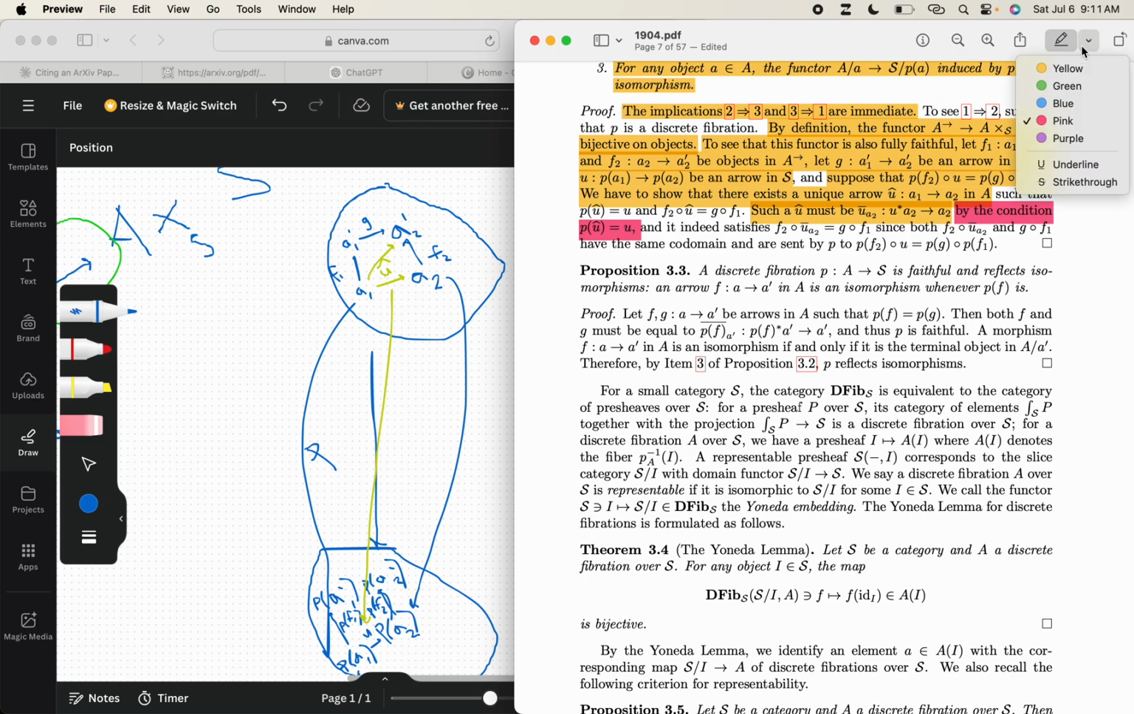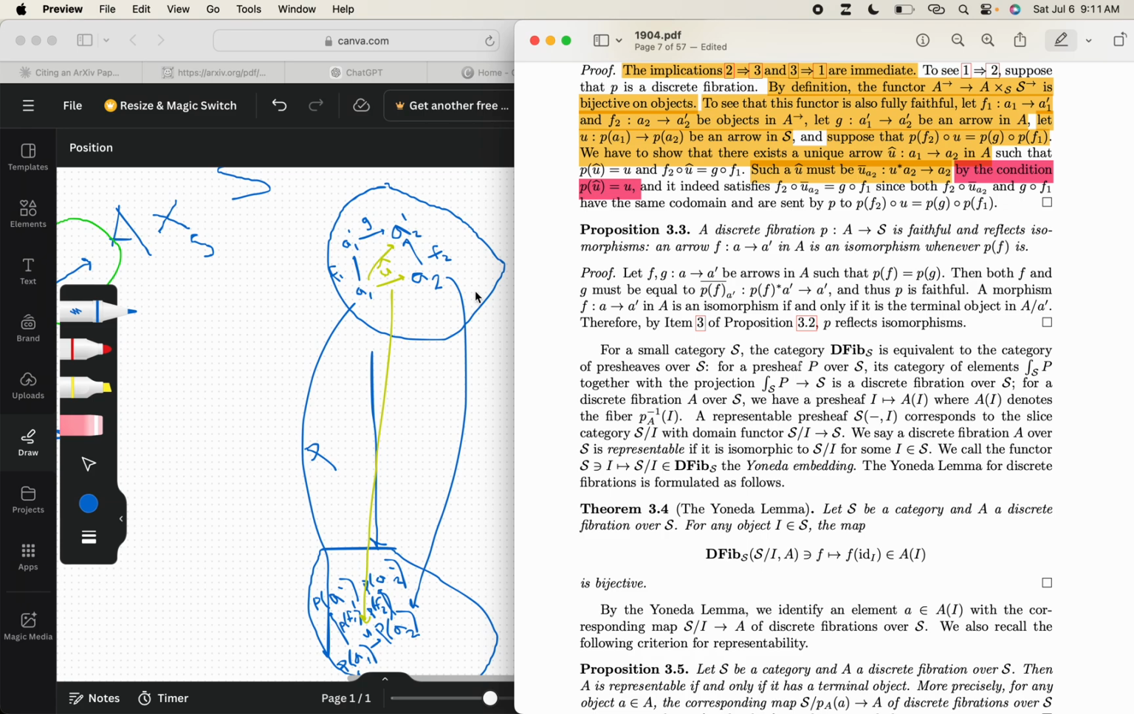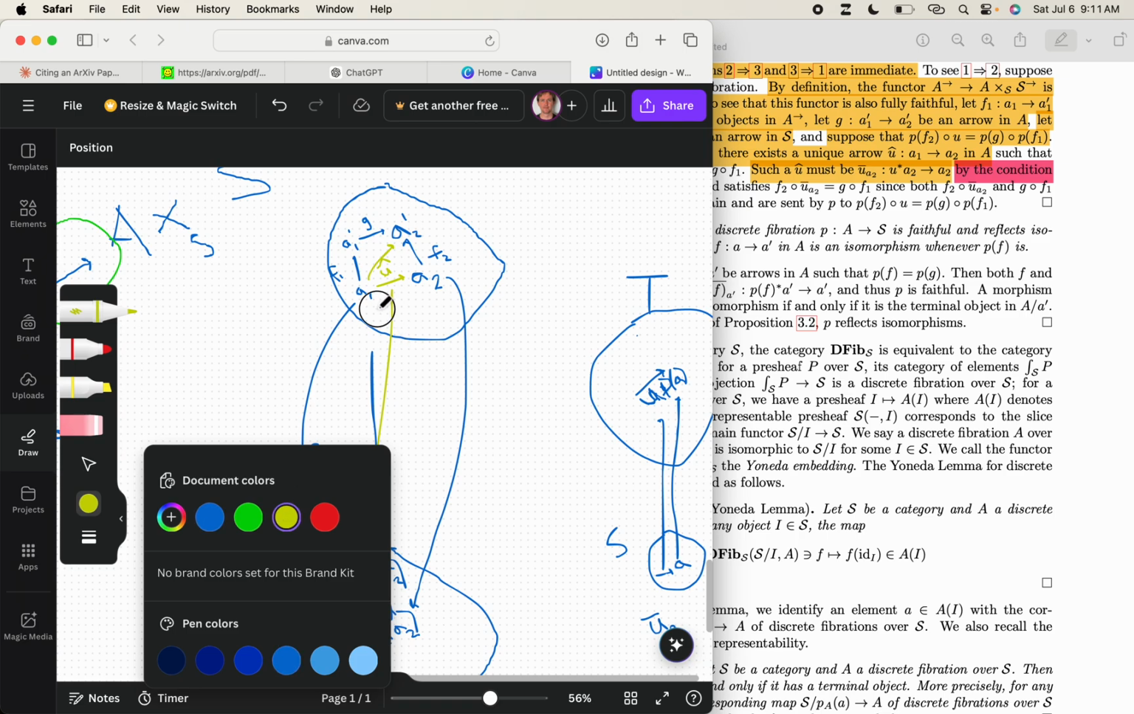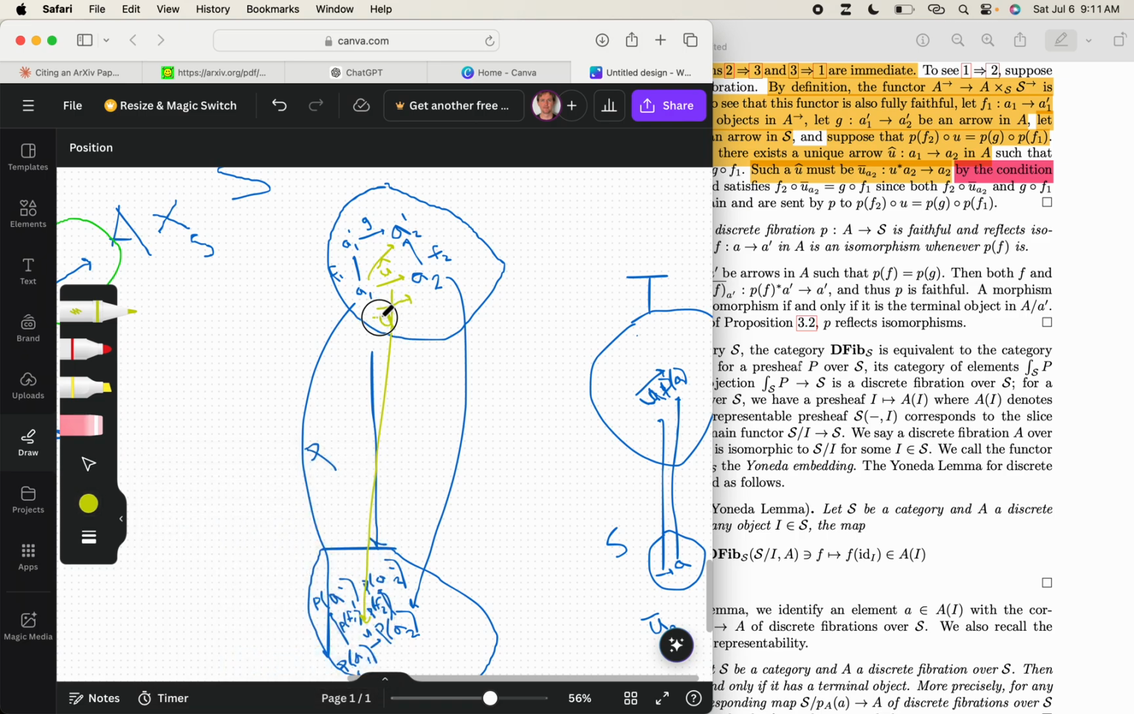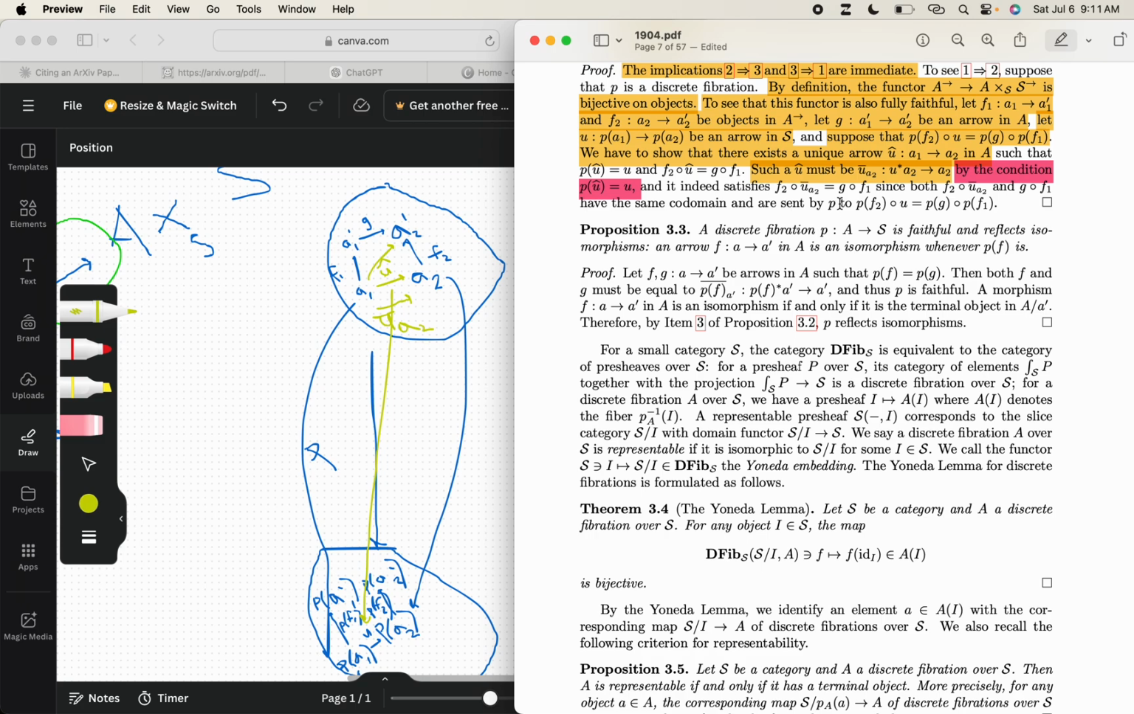I guess I will read the last line. It indeed satisfies F2 of U hat A2, which is also this thing here, equals G F1, since both F2 of U hat and G F1 have the same codomain and are sent by P to the same diagram over here. Yeah, and that probably has something to do with the fact that it's a pullback or something.